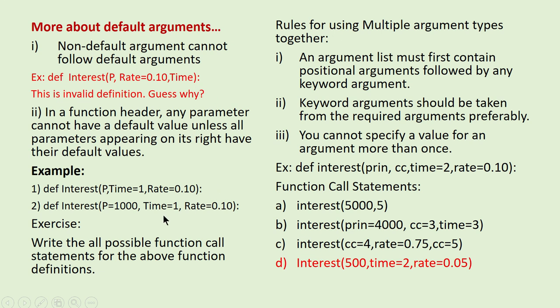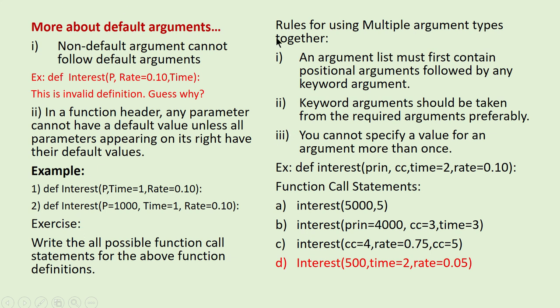When you are using a default argument, the default arguments should appear only at the end. You can have n number of default arguments, but all of them should be on the right hand side, towards the right of the function header. So you cannot have a non-default argument after the default argument. That is what you need to keep in mind while using a default argument.